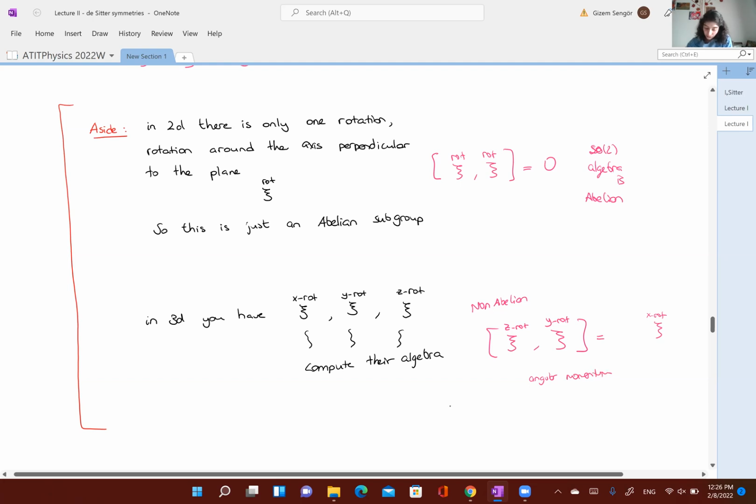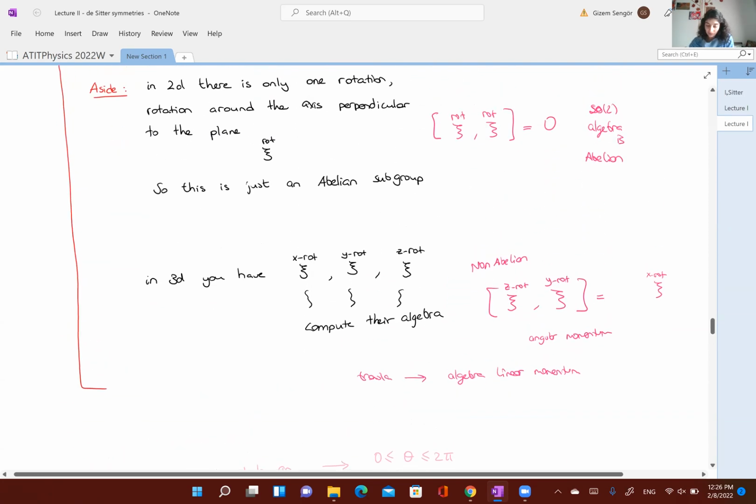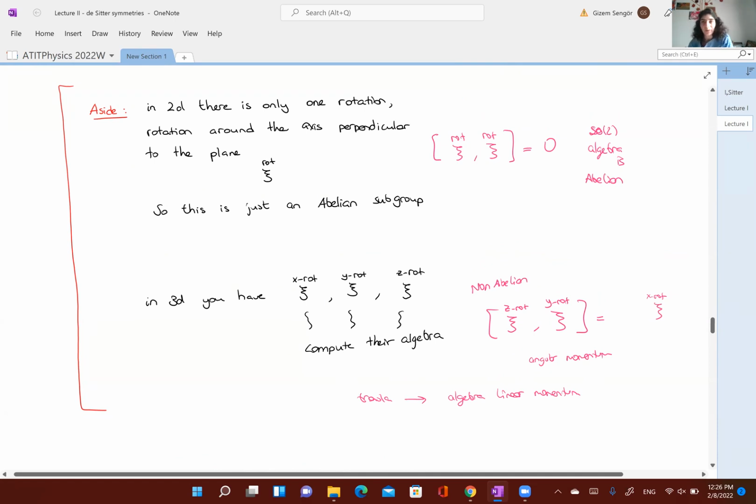And you can also do this for translations. You find that it resembles the algebra for linear momentum. This is why, maybe you heard this sentence, looking at the generators and the algebra they satisfy, you can recognize translation generators to be linear momentum operators and rotation generators to be angular momentum operators. So we were talking about mathematical objects, but there's a physical connection to physical objects from them.